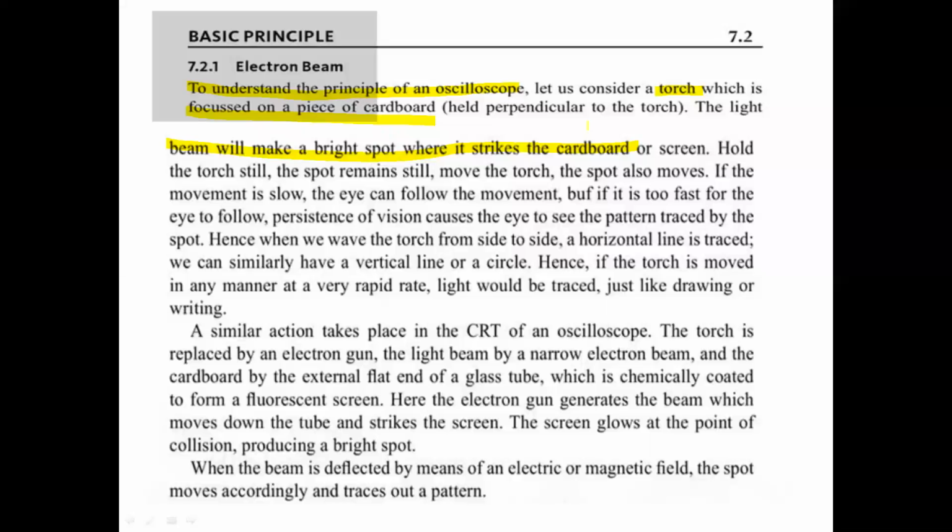Okay, if we move the torchlight continuously horizontally or vertically, then that bright spot appears as a trace or a continuous drawing, a continuous writing or a continuous trace.